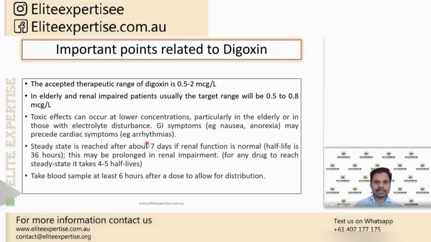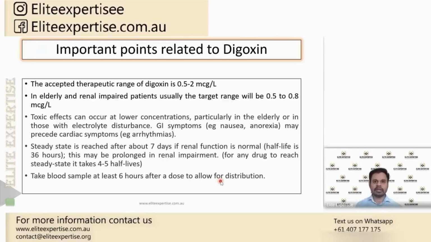So it means that when we measure the therapeutic levels of digoxin, we'll take the sample and measure the digoxin levels only once the digoxin reaches the steady state concentration. So before that, we should not measure the steady state concentration of digoxin. Okay, and we need to take the blood sample at least 6 hours after the dose to allow proper distribution of the digoxin. So after giving the digoxin dose, we need to wait at least 6 hours for the drug to get distributed. Then only we need to collect the serum sample.